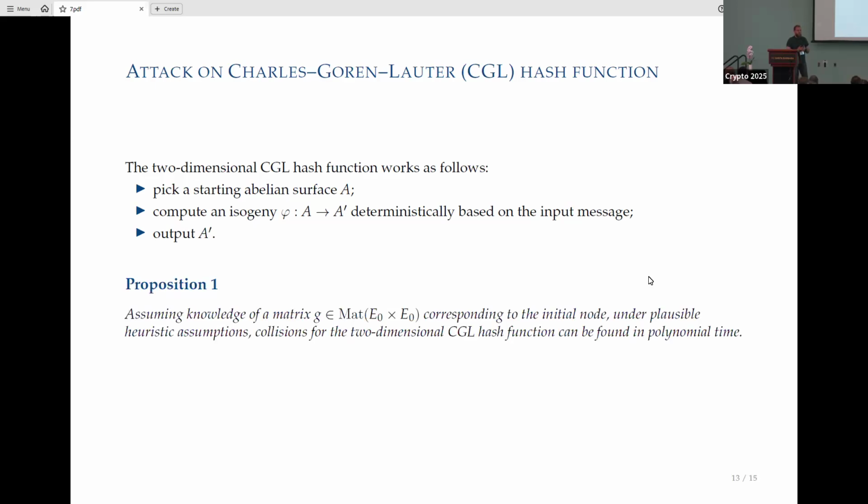Well, we can attack this with our knowledge from KLPT2. We can actually make collisions based on this. It assumes knowledge of the matrix G corresponding to the initial node.